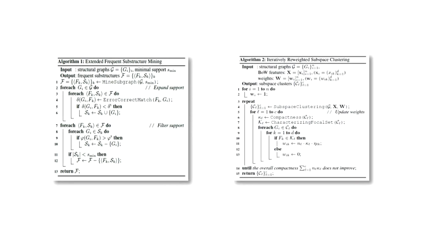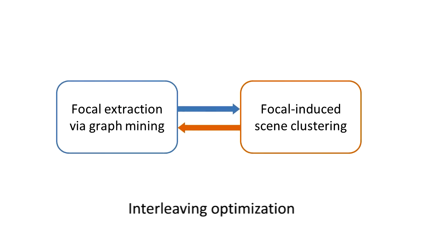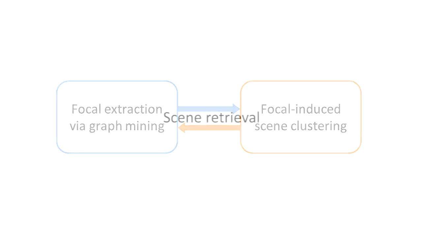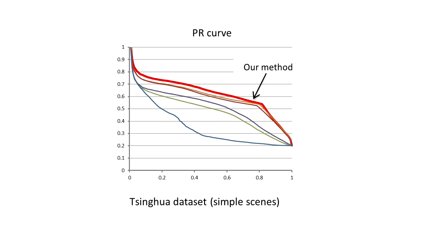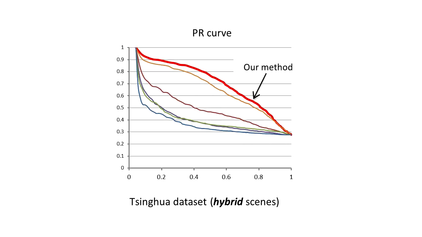Now, to not bore you with a very long video, we leave technical details of our focal extraction and clustering algorithm in the paper for you to read. At a high level, our algorithm co-analyzes a heterogeneous scene collection by an interleaving optimization involving frequent pattern mining and subspace clustering. In results, we show that scene retrieval based on our focal-centric scene descriptor outperforms classical graph kernels and other alternatives for both simple scenes and hybrid scenes.